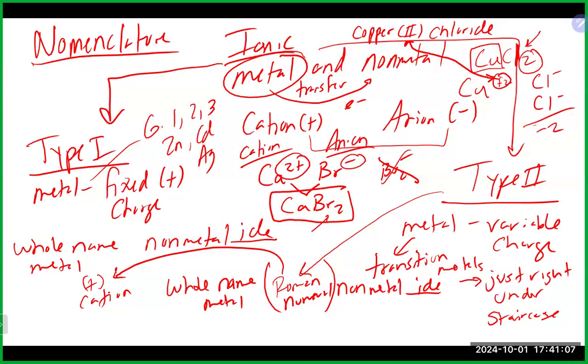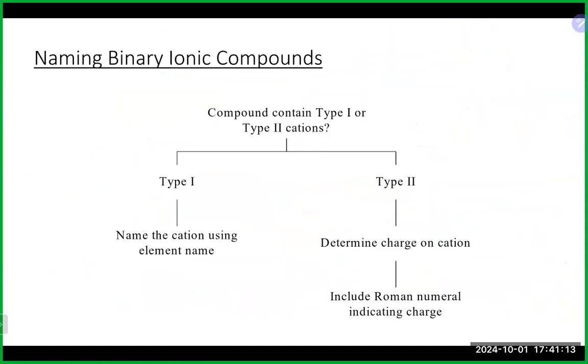Any questions on any of that there? All right. So let's continue on with our naming. Here's just a decision tree. And again, it really revolves around the metal. Either you'll need a Roman numeral or you will not need a Roman numeral. And again, the reason we don't need to use the Roman numeral for type 1 is they can only form that type of charge. So it's sort of common knowledge that if you have sodium, the only thing it's going to form is a +1 charge.